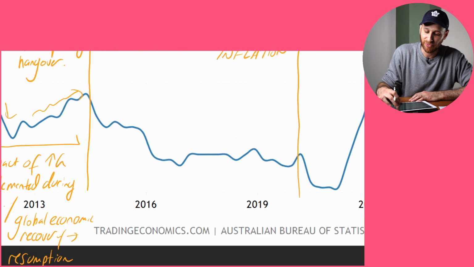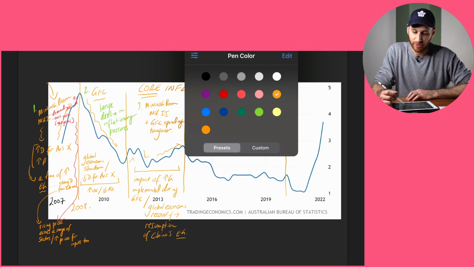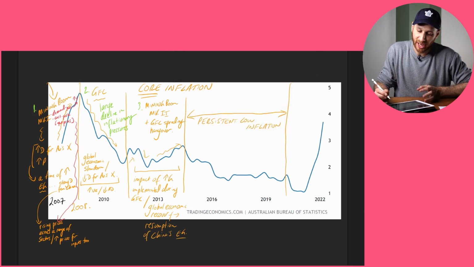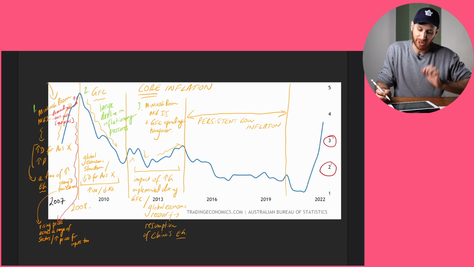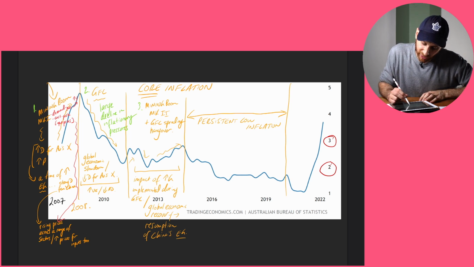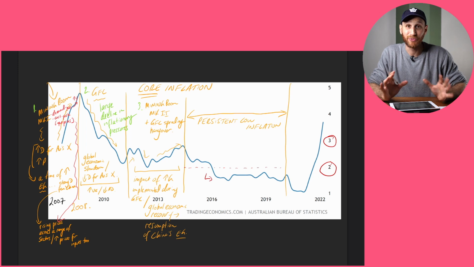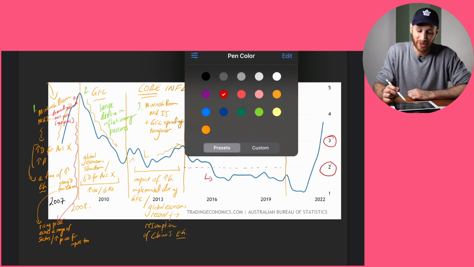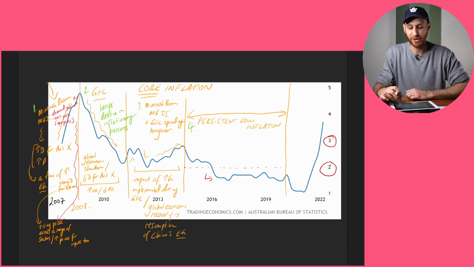For example, if I zoom out a bit, we're talking about core inflation here, and what we can do is just go with this red line and say, well, the RBA's target band is between 2 to 3%. And you can see that over this time period, if this line here is 2%, for a substantial amount of time inflation is actually below the target band. It is very low over this period of time. So we're calling this the fourth time period.